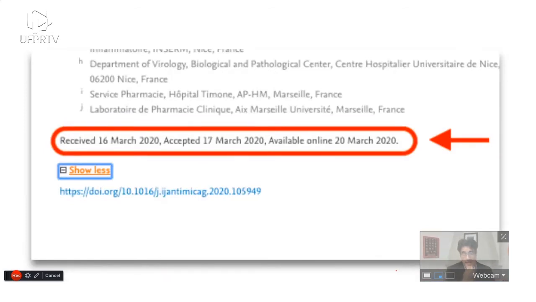The other thing that Elizabeth Bik points out, and this is also problematic and not necessarily related to science writing per se, is that this article was received March 16th and accepted on March 17th, and then available online on March 20th. That is one crazy fast publishing schedule.